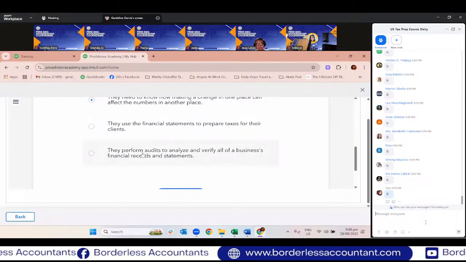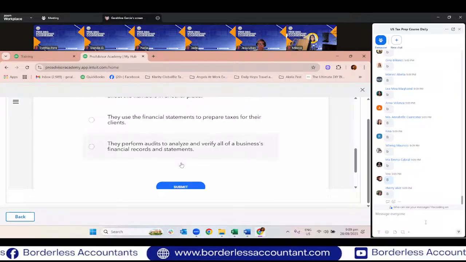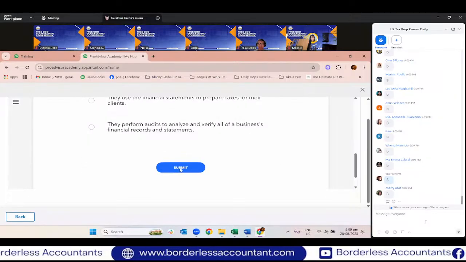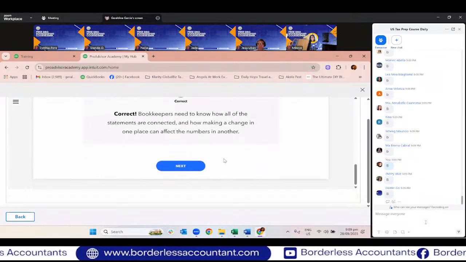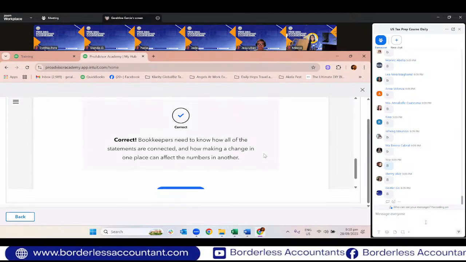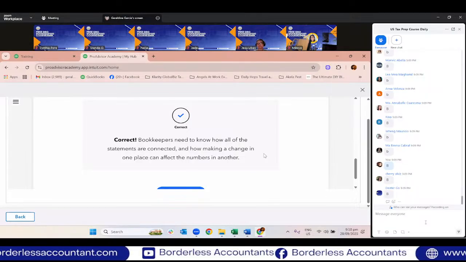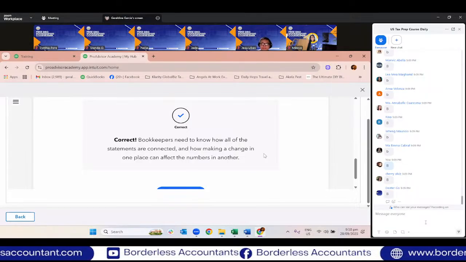Tama sagot ni Dexter. Let's go with Dexter. Okay. B. Wala po akong sagot dyan. Let's submit. Already correct. Bookkeepers need to know how all these statements are connected and how making a change in one place can affect the numbers in another.